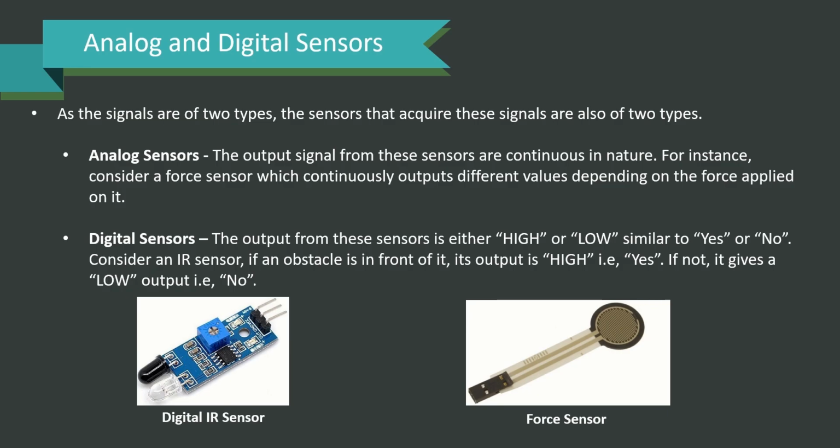Coming to the digital sensors, the output from the sensors is either high or low. It is similar to yes or no, which is 0 or 1. Consider an IR sensor. If an obstacle is found in front, it will say yes, else it will say no, which is replicated through high or low indication. It is like alive or dead. It cannot be intermediate.